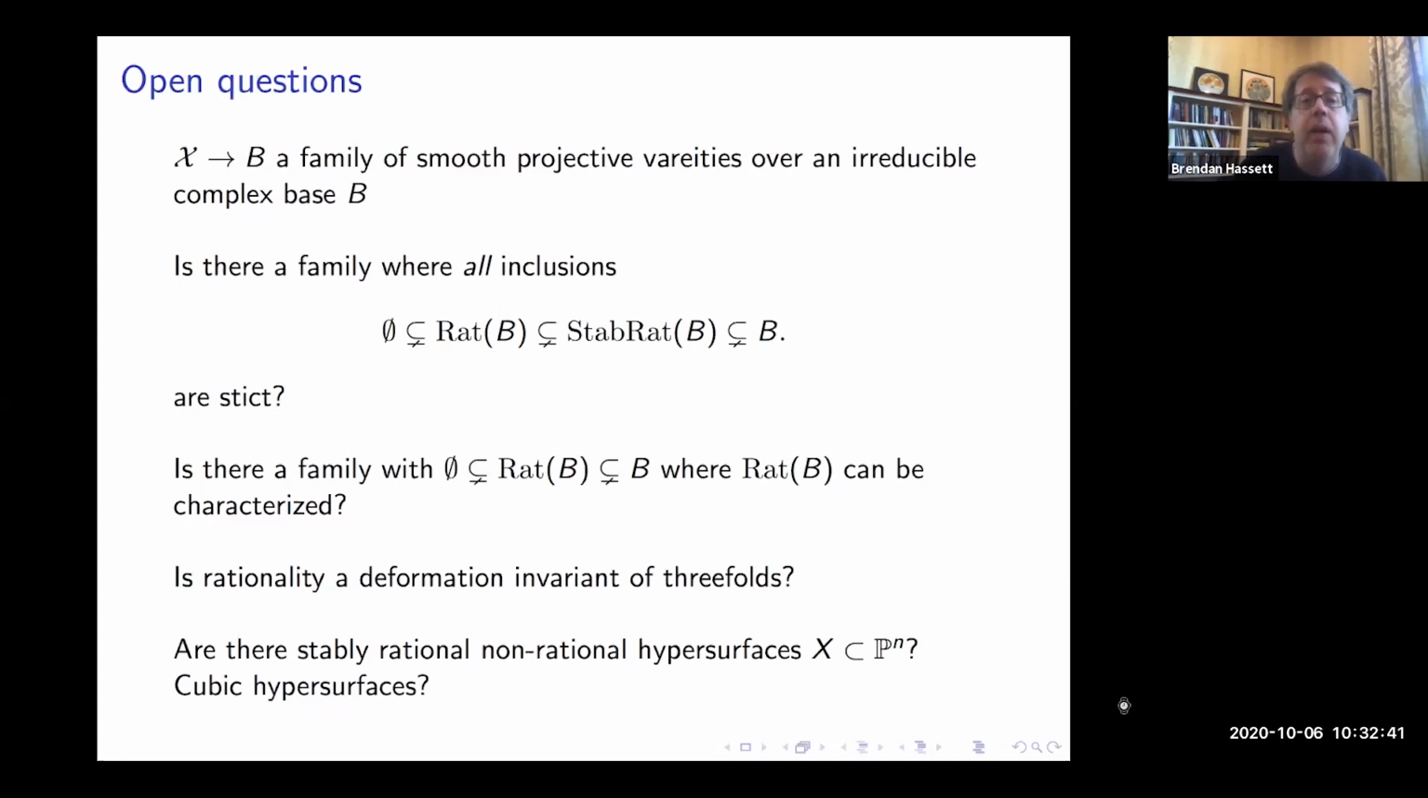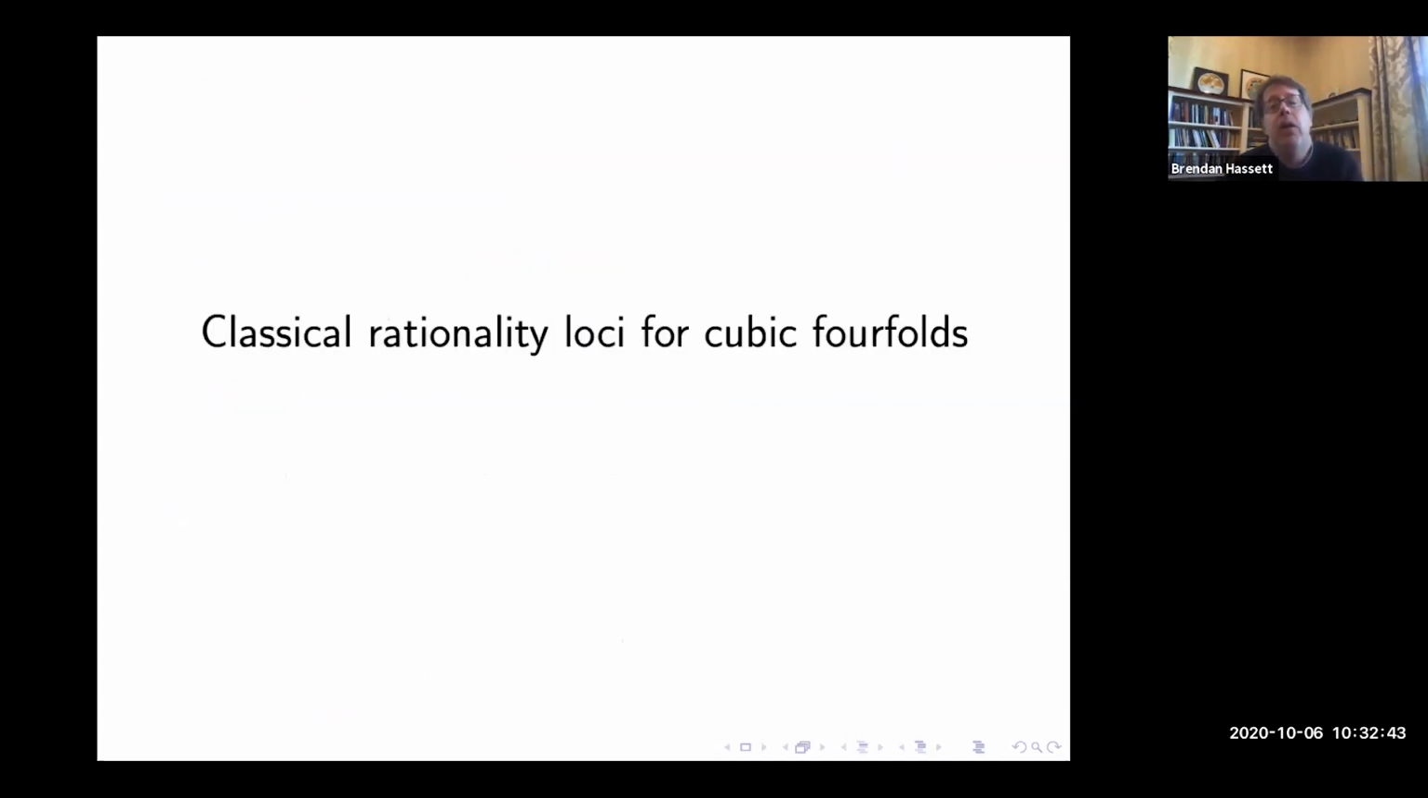All right, so what I'm going to do now is turn to a case study where we can hope to say a bit more about the structure of the locus of rational varieties. And so this case study is probably the most extensively studied situation where there is an expectation that some will be rational and some won't be rational.